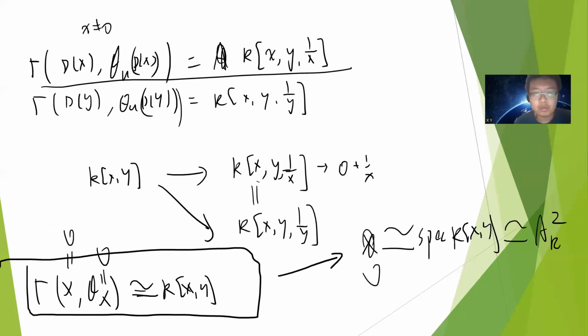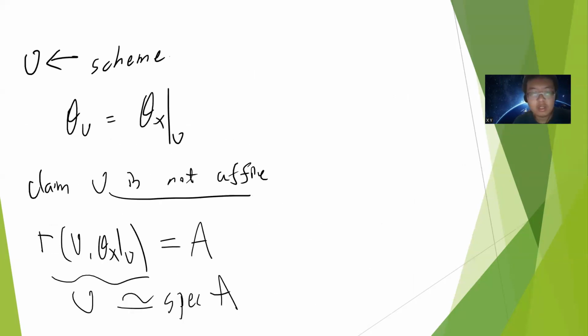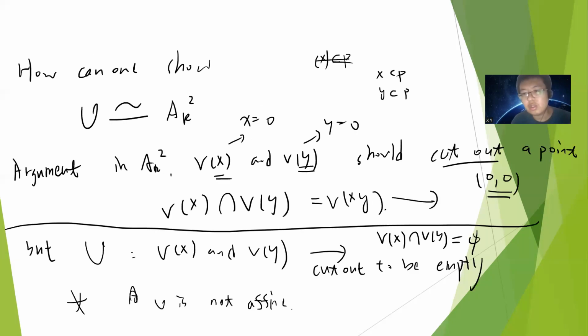And yes, this example is important because in the future we will always be using this kind of example. So the summary of these three examples, the affine line with double origin, the projective line, and this example, are very important. You can start from here, and in the future you can always keep using these three non-affine examples. See you guys next video.